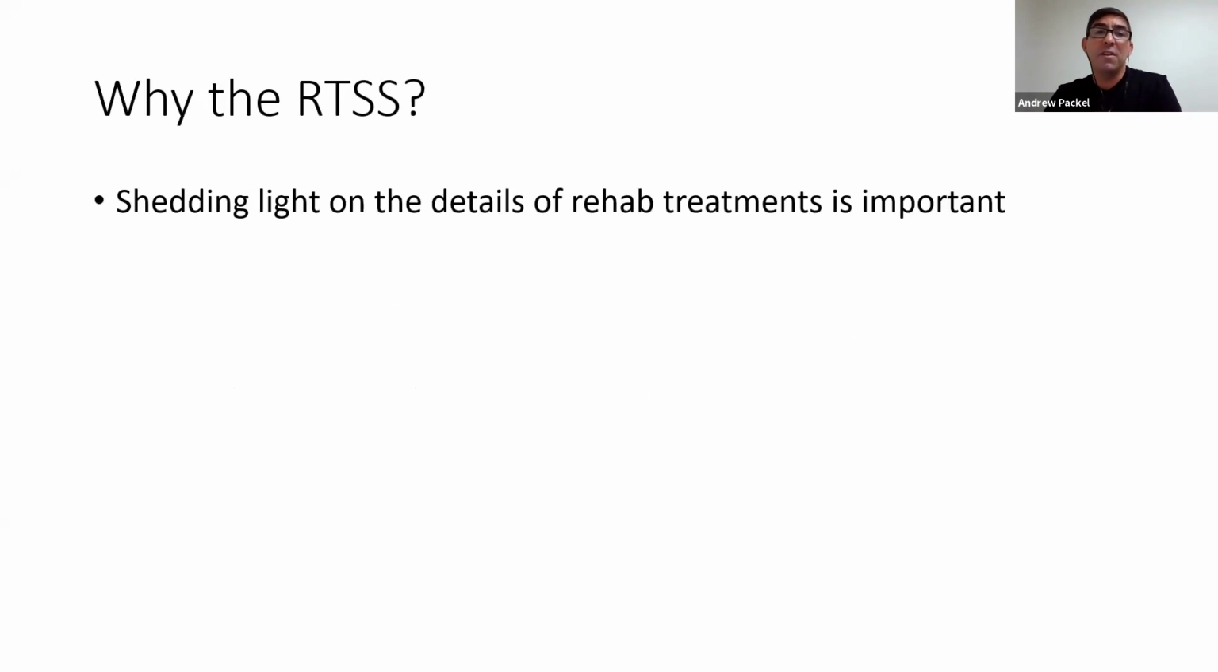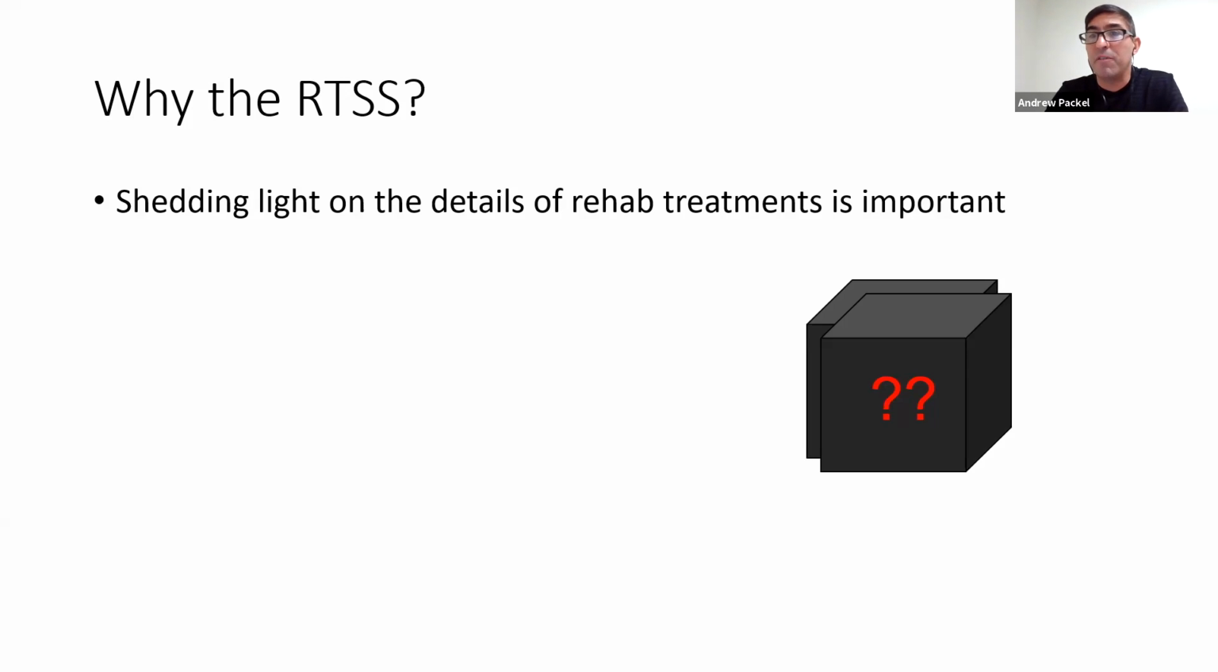So the importance of the RTSS, why this project was undertaken in the first place, is that we would argue that it's critical to understand better what occurs in rehabilitation. So this has been referred to as the black box of rehabilitation.